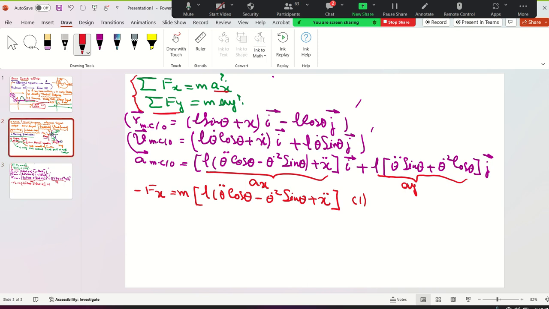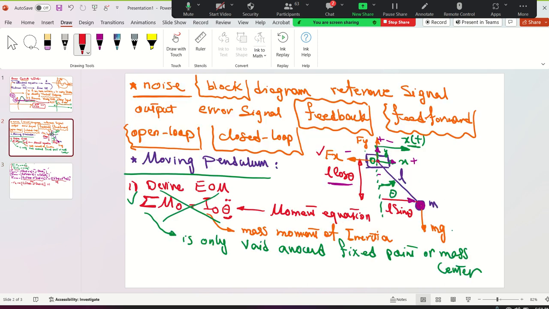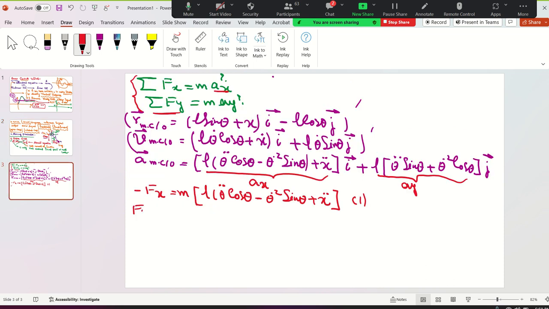Sum of the forces in the y direction. No magic. What forces are in the y direction? Yes, Fy plus or minus, and mg minus, because it is looking down with respect to the coordinate system. Minus mg is m L theta double dot sine theta plus theta dot square cosine theta.